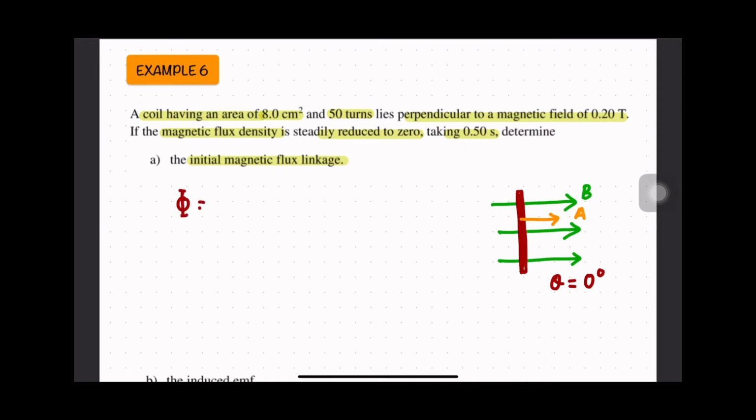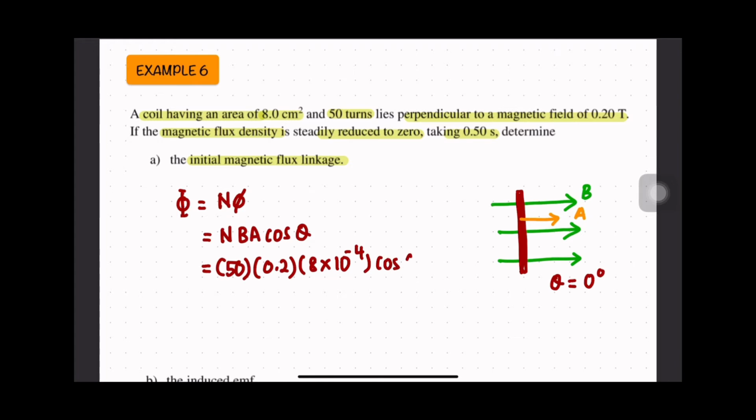linkage is equal to N flux. So N is number of turns, flux is BA cos theta. Number of turns is 50 turns. B is 0.2, and then area is 8 times 10 to the power of negative 4, cos 0. And then we get the answer is 8 times 10 to the power of negative 3 Weber.